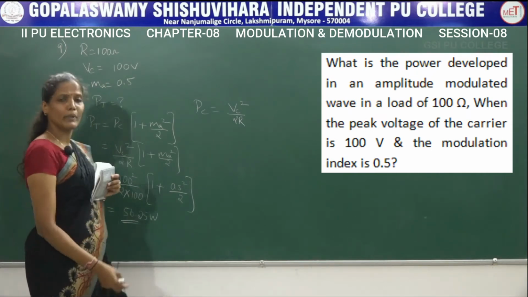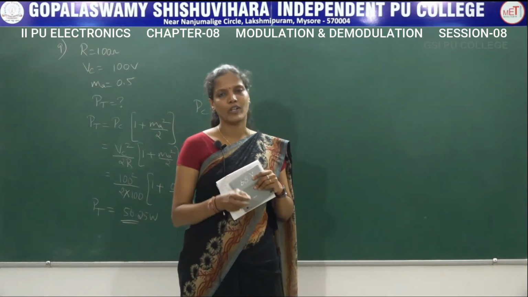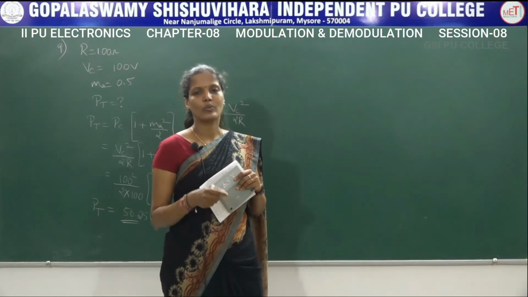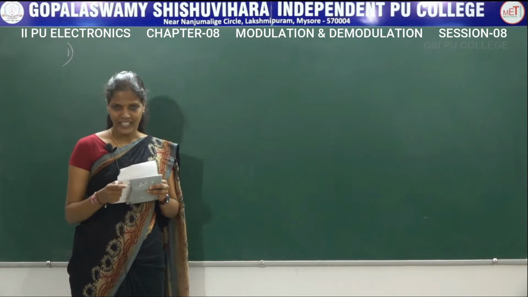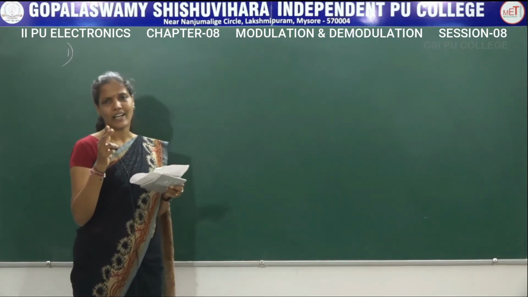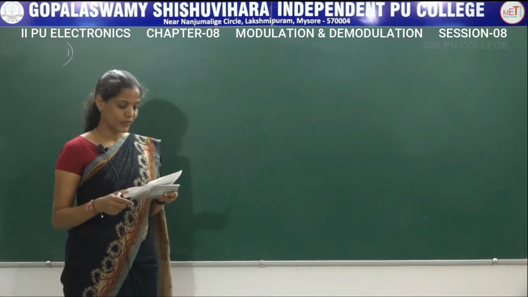So the problems are simple. You have to identify the parameters given and use the formula accordingly. Now we will move on to the next problem. Till now we solved the problems on the power of an AM signal. Here we have two more problems on the amplitude modulated signal. So let's start with the first problem.